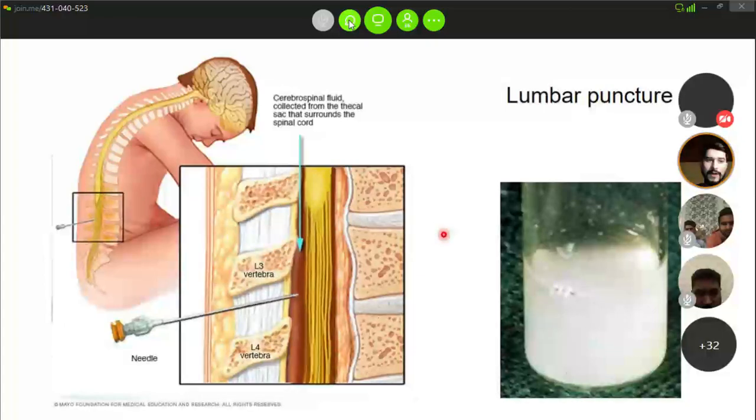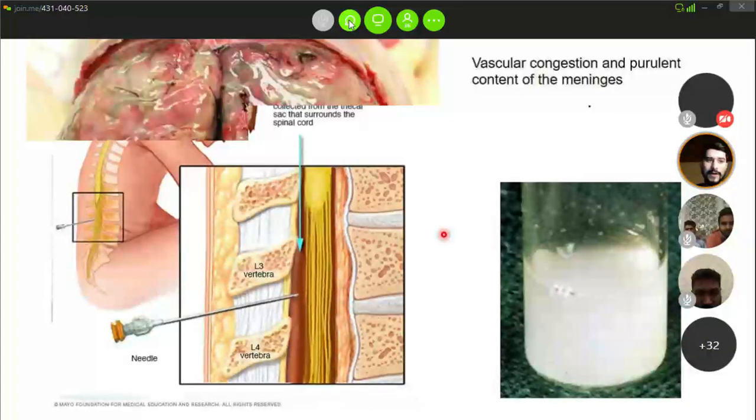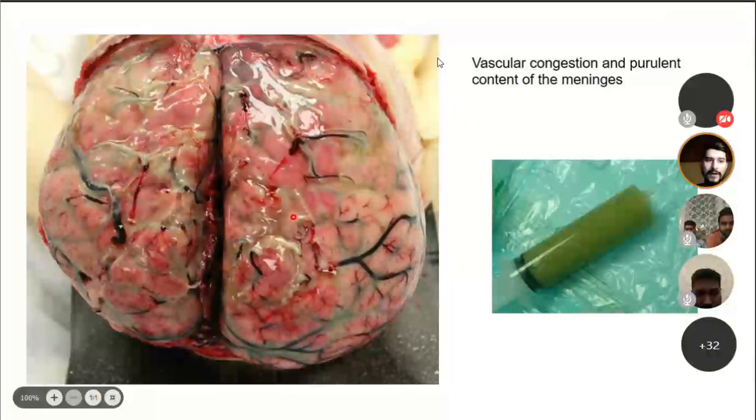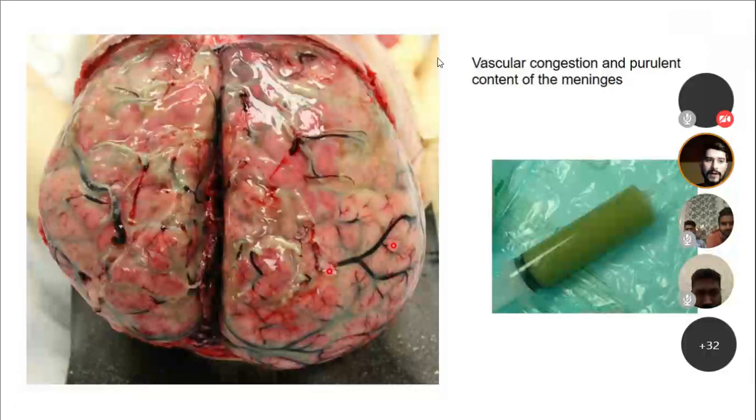All right, very good. So this is how the brain looks. Yummy. You can see the vascular congestion. The vessels are thick. This is basically the arachnoid matter. That's how it looks, and you can also see pus along it. And this is how the purulent CSF looks. Okay, let's move on.